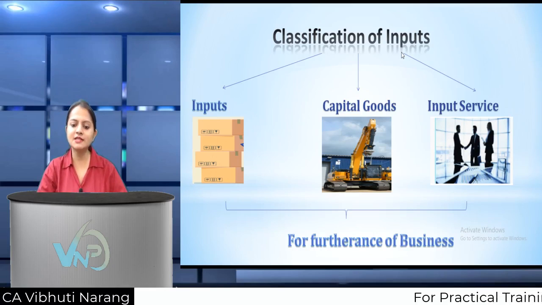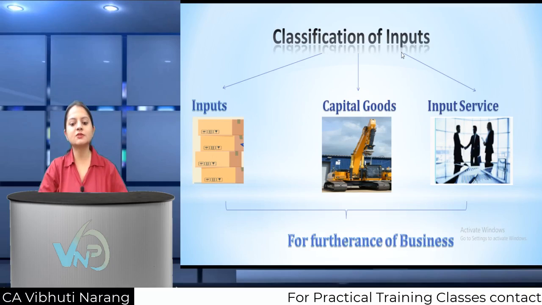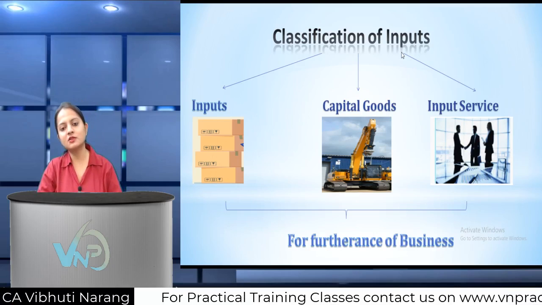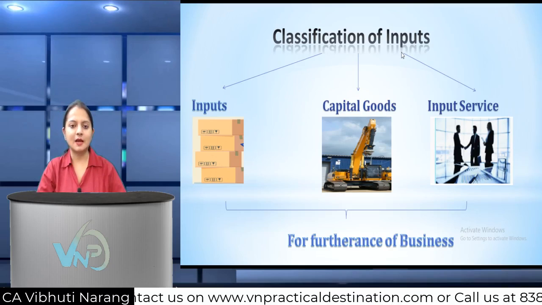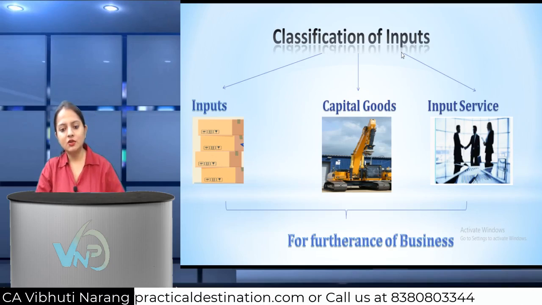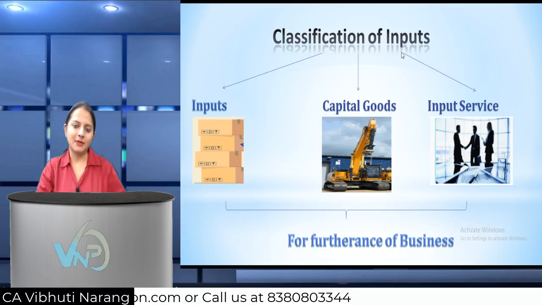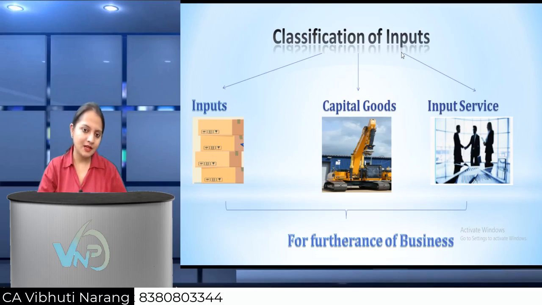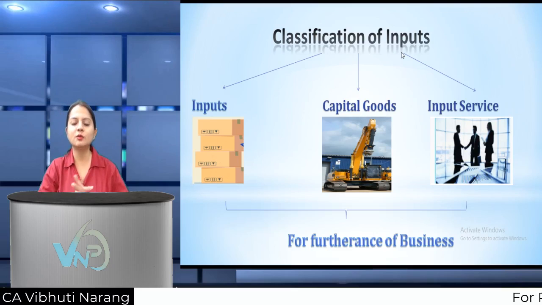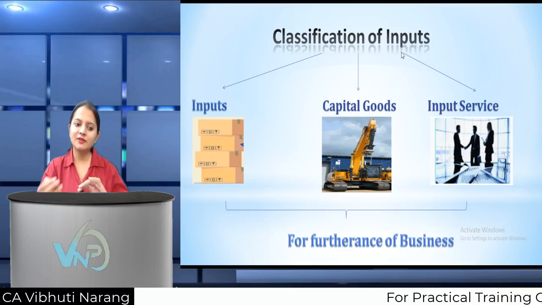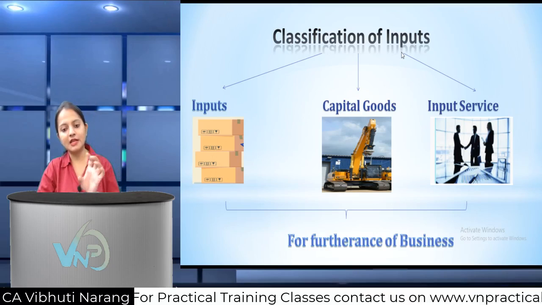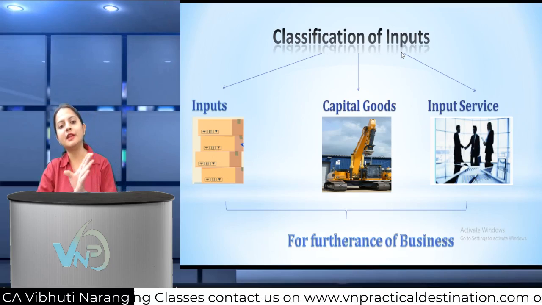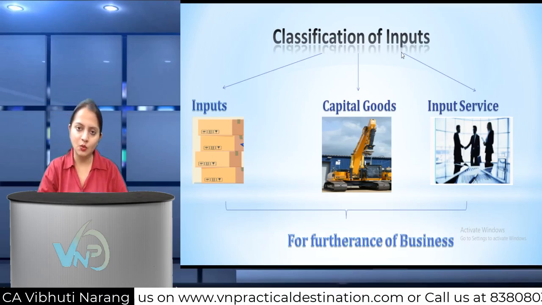Furtherance of business means to enhance your business, for the increment of business, or for the betterment of the business. The second type is capital goods. Capital goods means those goods which are capitalized in the books of accounts. Capitalized in books of accounts means that its benefit is availed for more than 1 year. Whenever we book any expense, its benefit is taken in the same year, but capital goods are of a nature whose benefit is taken over more than 1 year.